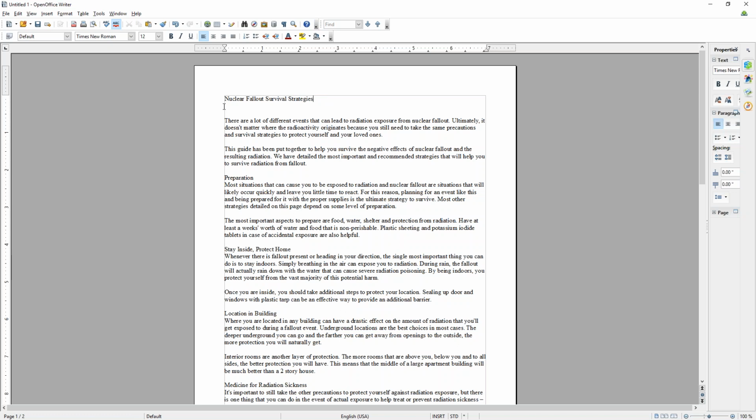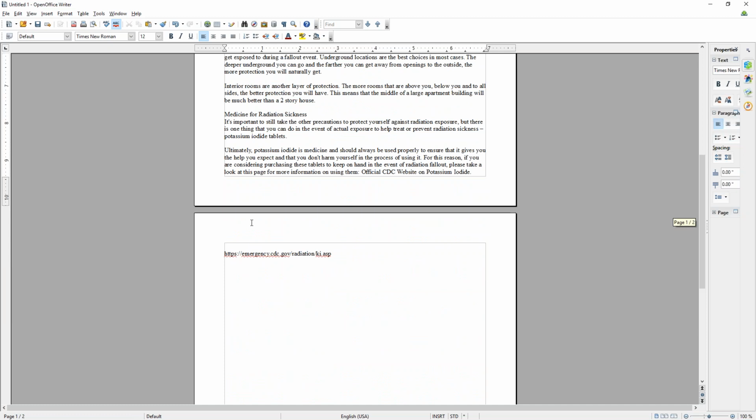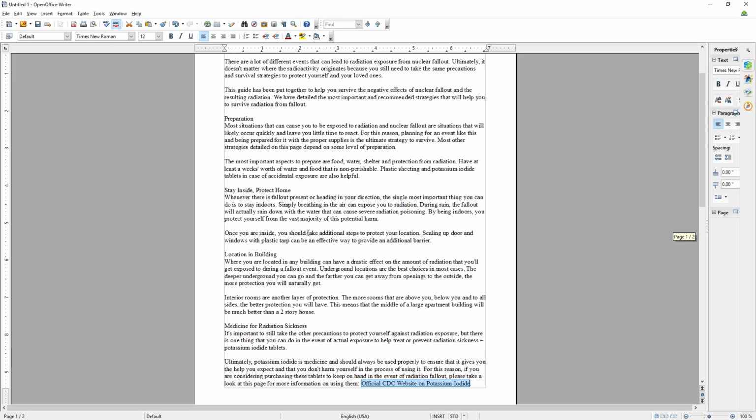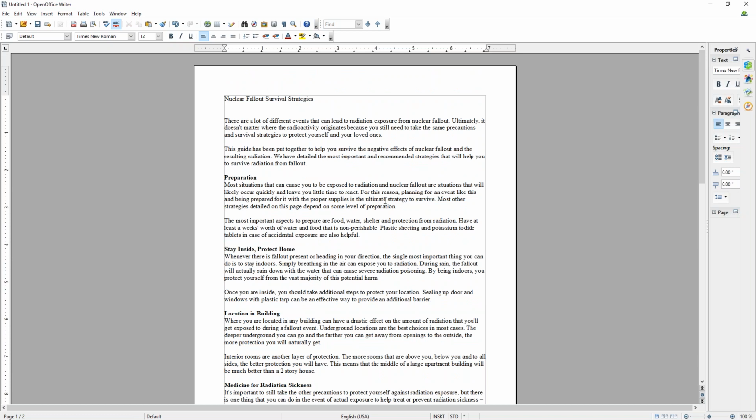So something like nuclear fallout survival strategies might be the title of this page. So when I go to actually create this on my site, I copy and paste my title, I copy and paste my entire article, I link up this text using this link here and remove the actual URL from showing on the site. I will take these different subtopics and turn them into bold text. But again, this is something that I'll end up doing on my WordPress site, not within the word processor here. This is just kind of for demonstration purposes.